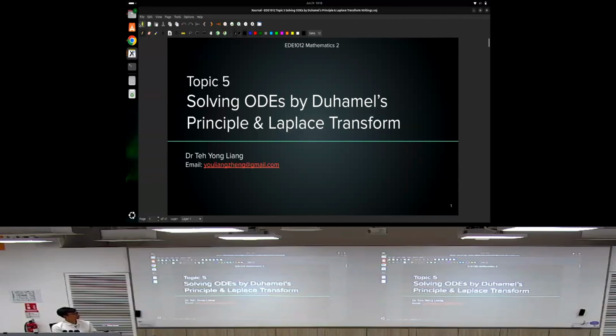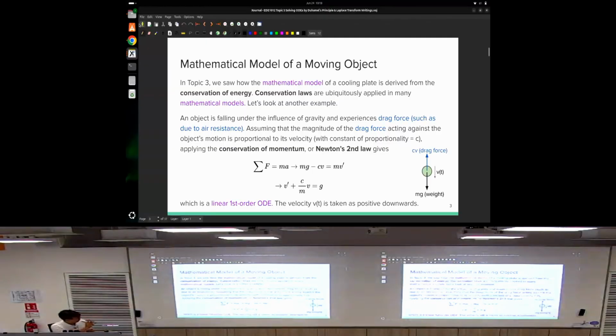These two methods are the most pivotal, I would say, methods for solving differential equations. So we'll go through both. We'll go through Duhamel's first, then after that the Laplace transform, because the Laplace transform has something related to Duhamel's. But let's look at the concept of what we call an excitation to a system, to any system.